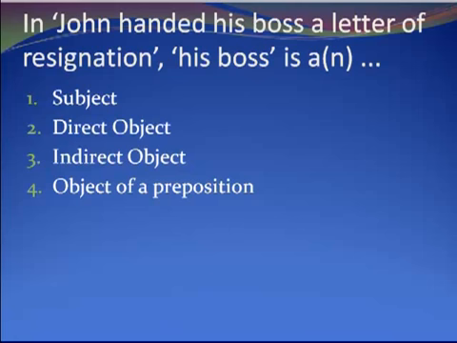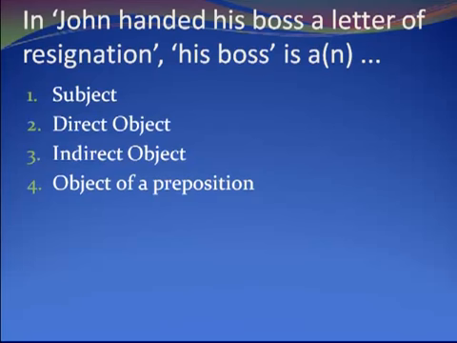Now, hand is like give. It involves a recipient and a thing undergoing the action. And here, of course, his boss is the recipient. So we've got John handed two noun phrases, and that means that the first noun phrase is the indirect object and the second is the direct object. So his boss here is an indirect object.